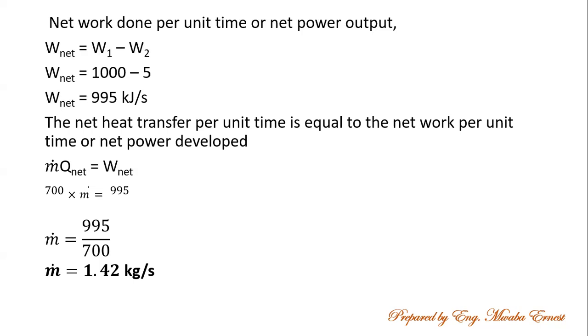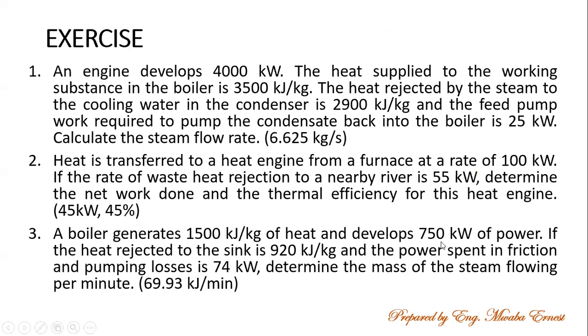So we now have room to equate the two. The net heat is 700, the mass flow rate remains the mass flow rate, and the net work done per second is 995. So our mass flow rate becomes 995 divided by 700, and our answer is 1.42 kilograms per second. For now, you also have an exercise with just 3 questions.